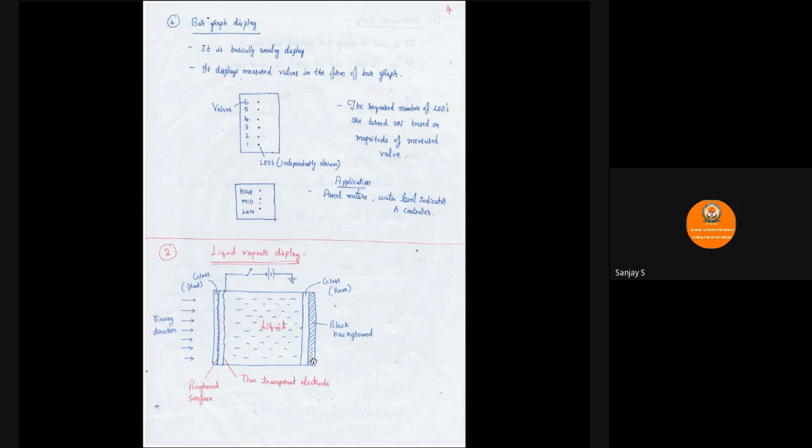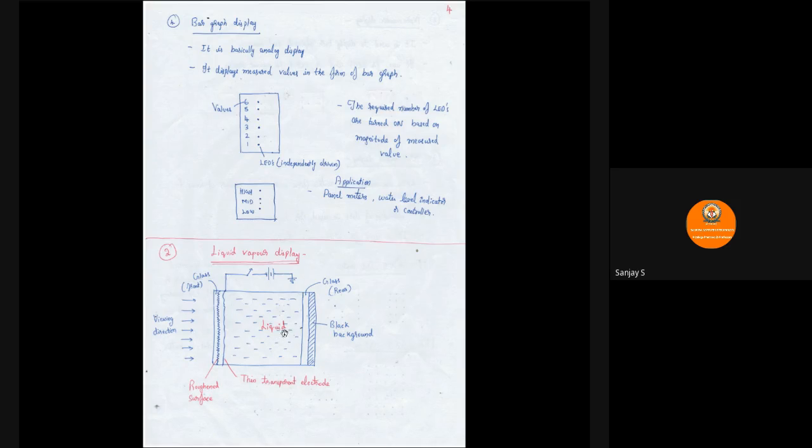At the rear end, it is painted in black, and at the front end, the glass is basically roughened by scraping it. This is basically shown here. The roughened part of the glass is shown here, and then we have a thin transparent electrode that is inserted into this, and we have this particular unit immersed in liquid. That is, liquid is added into this particular container.